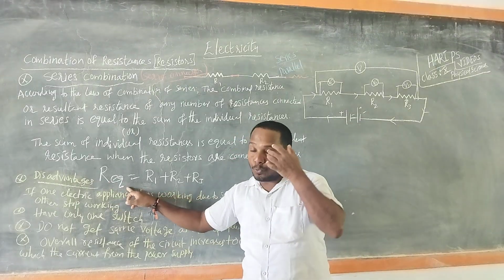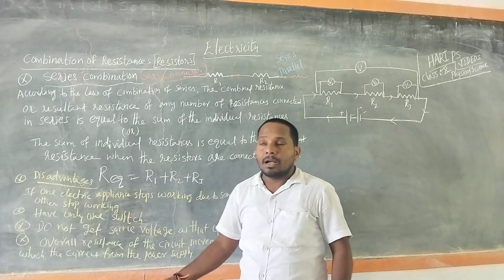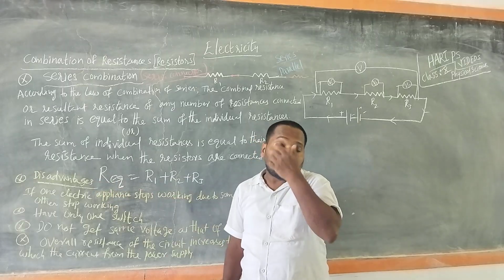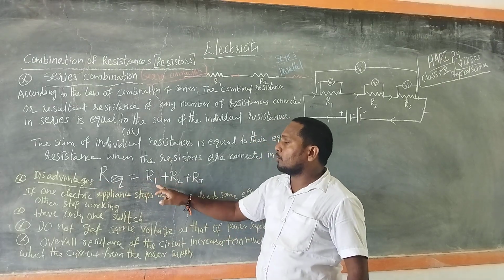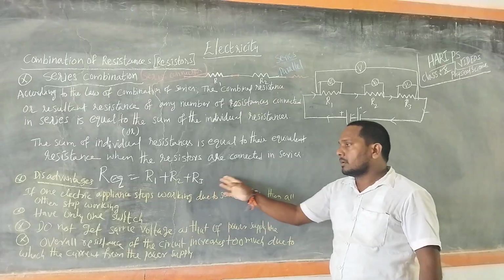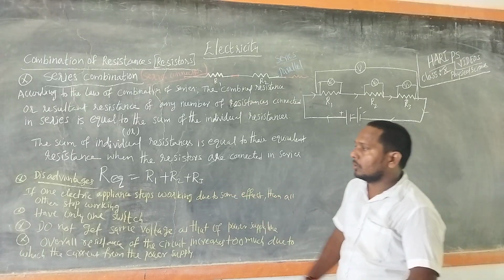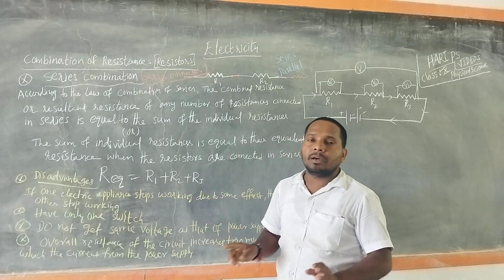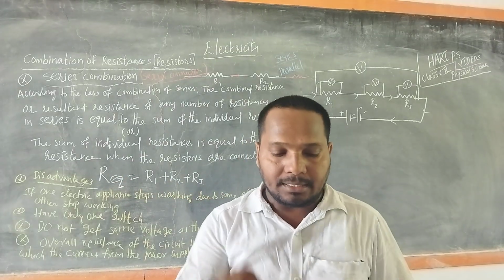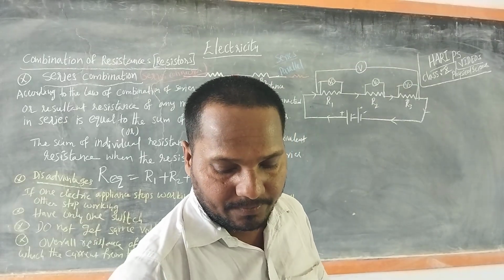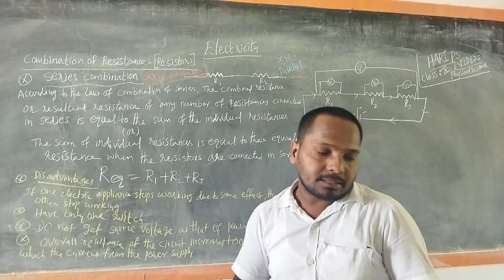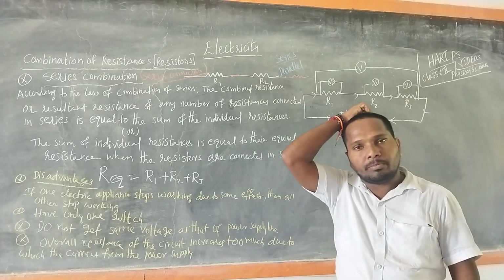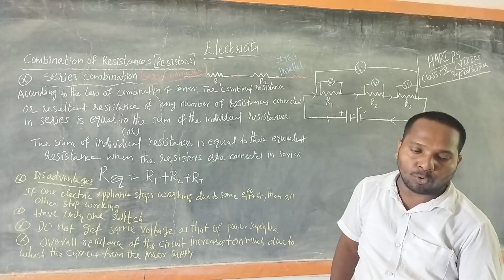So Req, the equivalent resistance, or the resultant resistance, or the combined resistance, is equal to R1 plus R2 plus R3 and so on. So the resultant or equivalent resistance is equal to the sum of the individual resistances. Let us derive the equation Req = R1 + R2 + R3 + R4.